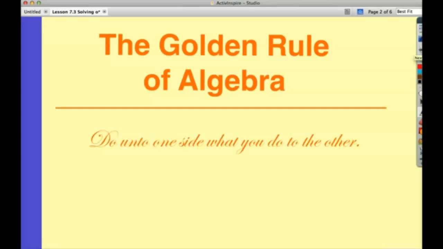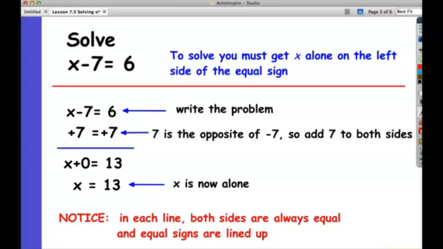The one thing you've got to remember about these one-step and two-step equations is that, again, the left side must equal the right side for the equation to be balanced. So a rule to help you remember that is the golden rule of algebra, which is do unto one side what you do to the other. I'll explain that a little more shortly.